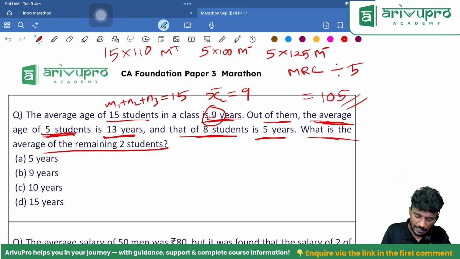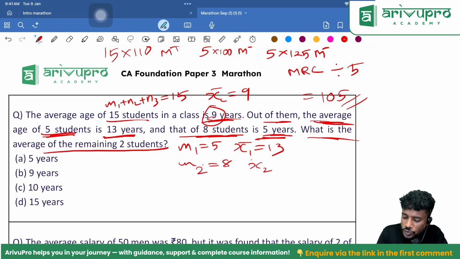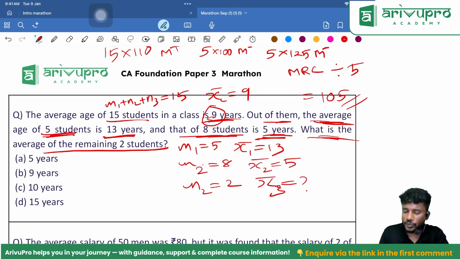Out of them, the average of 5 students is 13 years. What do you mean by that? So N1 is equal to 5. Then X1 bar is equal to 13. And that of 8 students is 5 years. That means N2 is equal to 8 and X2 bar is equal to 5. What is the age of the remaining 2 students? Average age of the remaining 2 students means X3 bar you need to find.